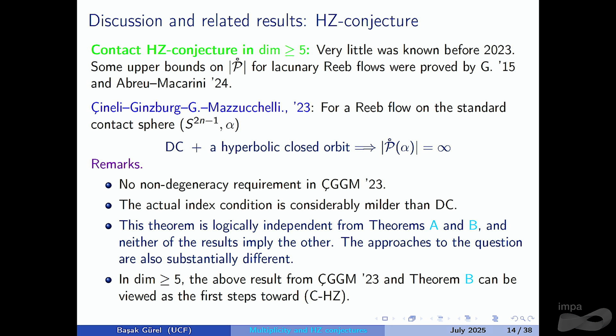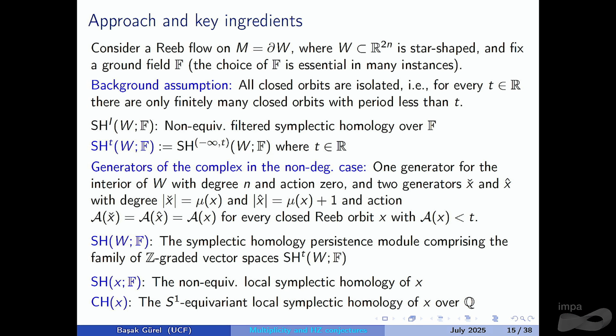And interestingly, the results I stated at the beginning of my talk, the subject of today's talk, are really independent from this one, and the techniques of proof are different as well. So they are substantially different theorems, even though they may sound kind of similar.